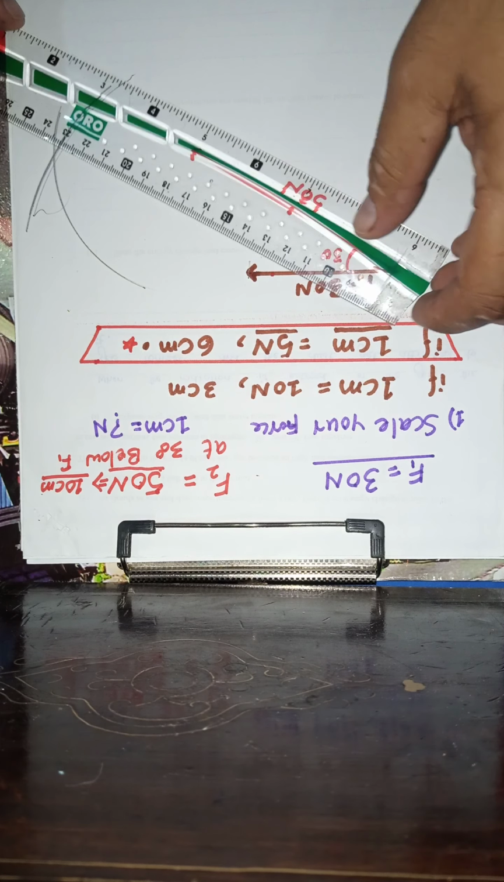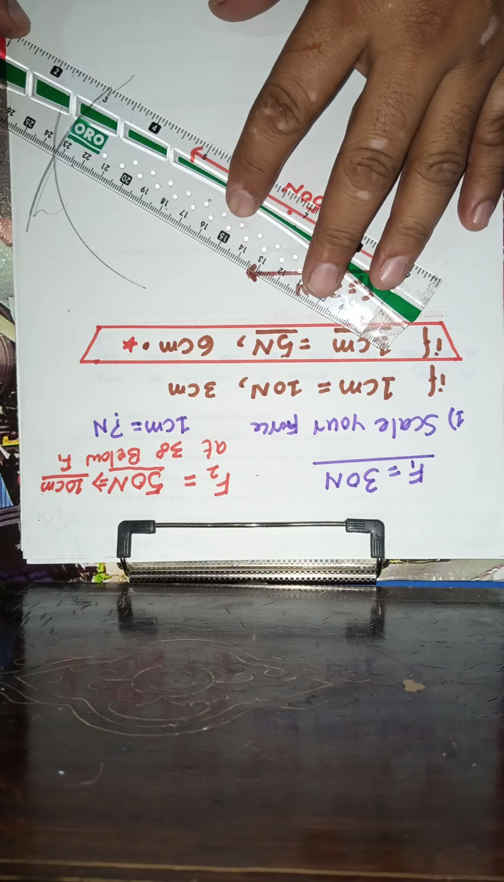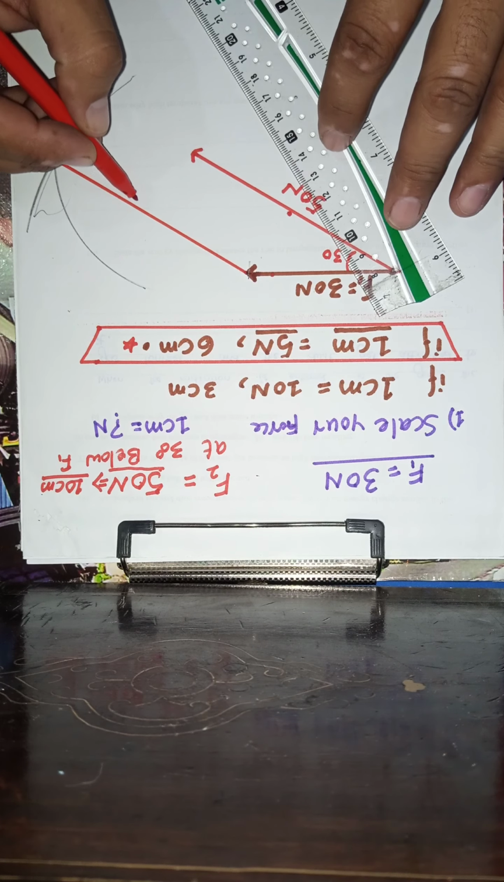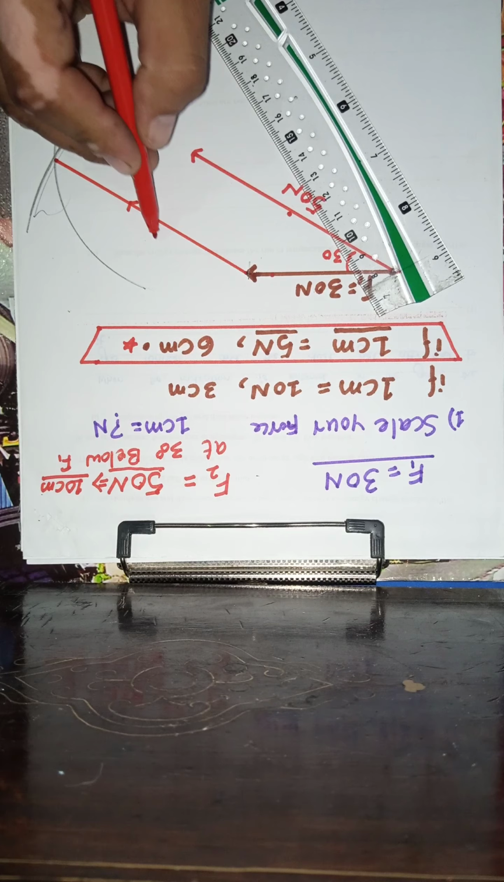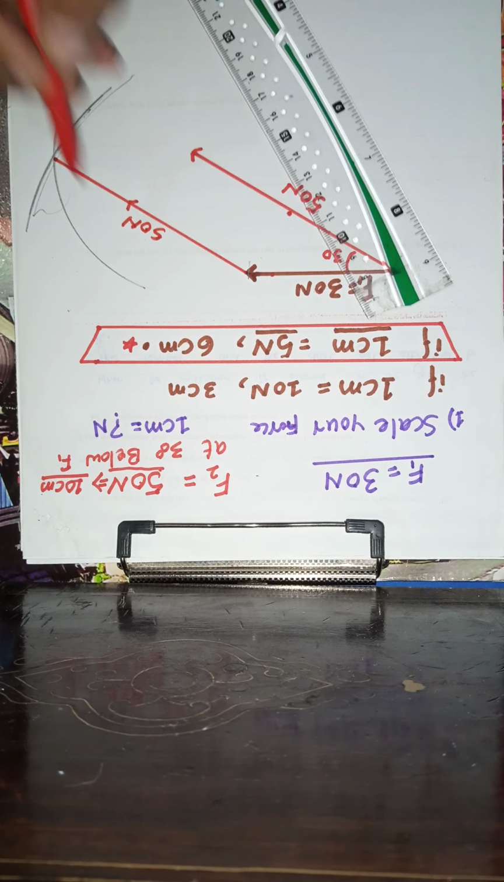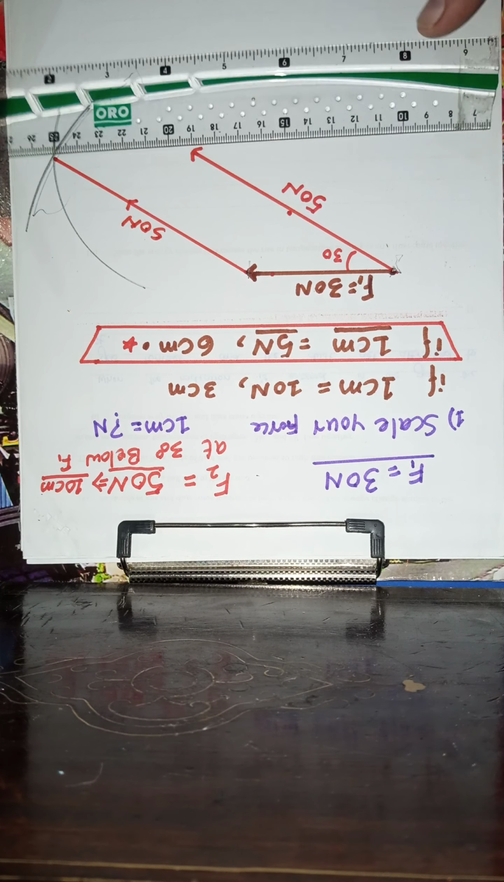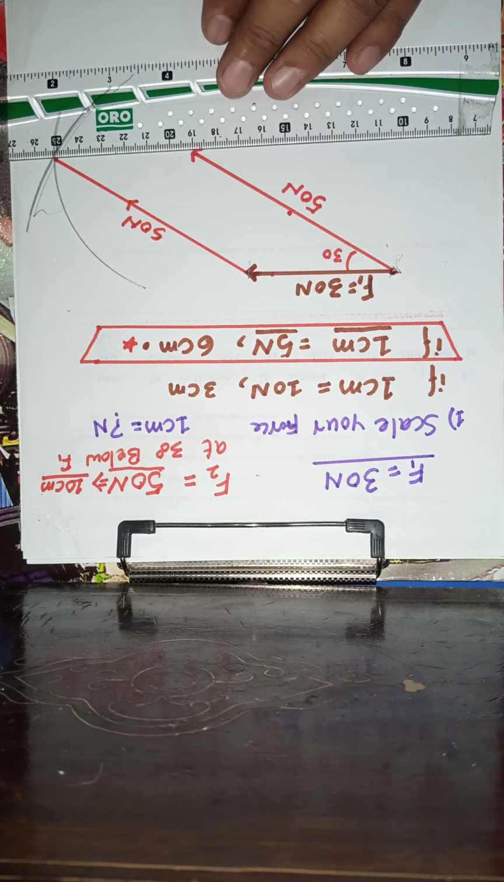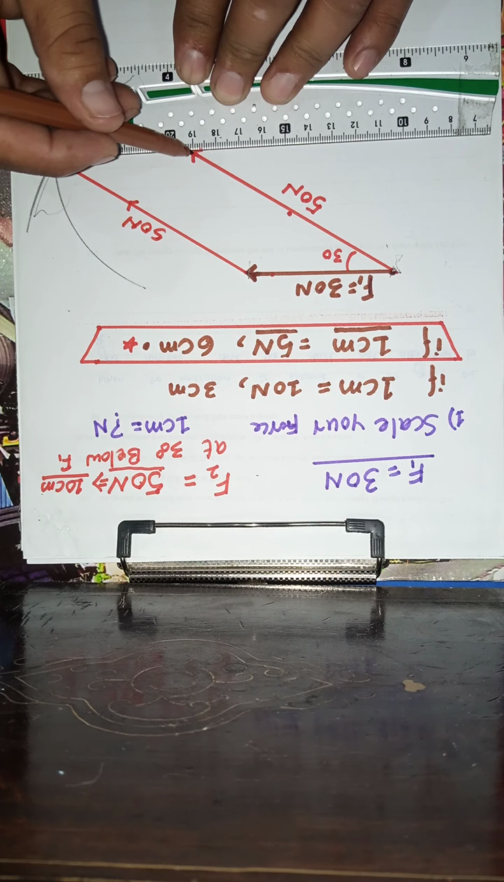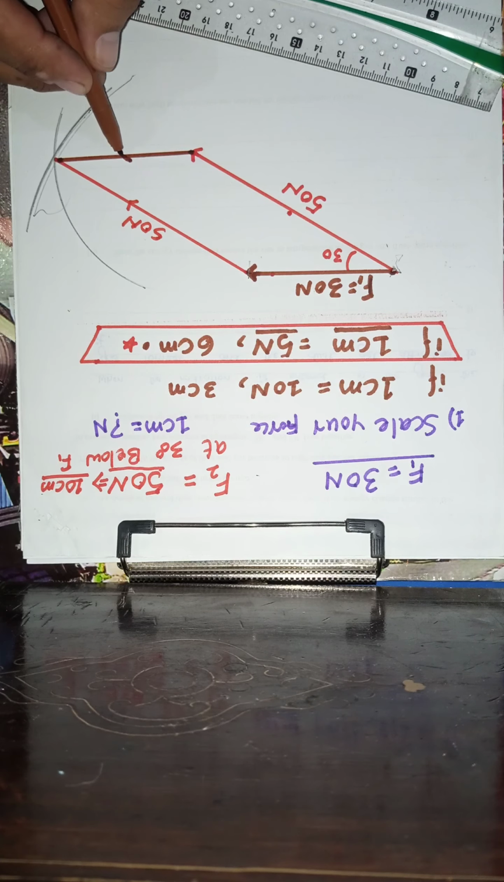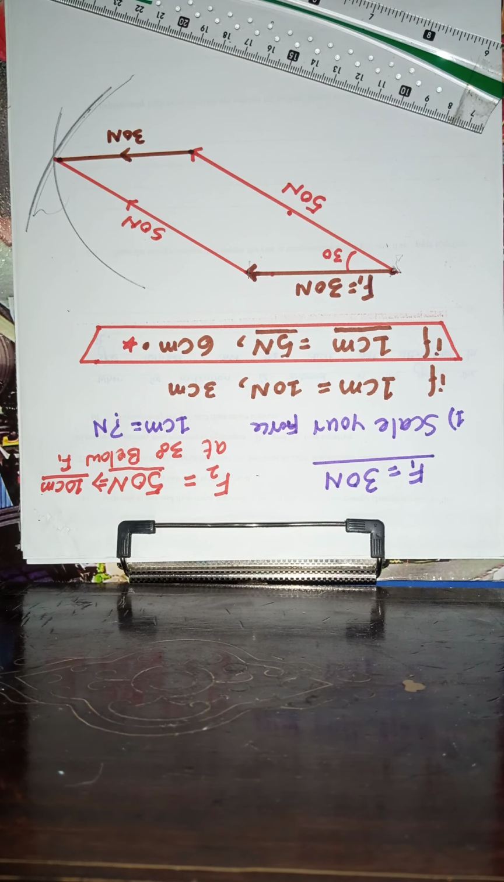I will join the head of first vector to this point where these arcs are intersecting each other. This is your 50 newton force vector, and then I will draw another vector which is basically a replica of this 30 newton. I will start it from the head of this second one, and this way it is basically your 30 newton. Now this is your perfect parallelogram.